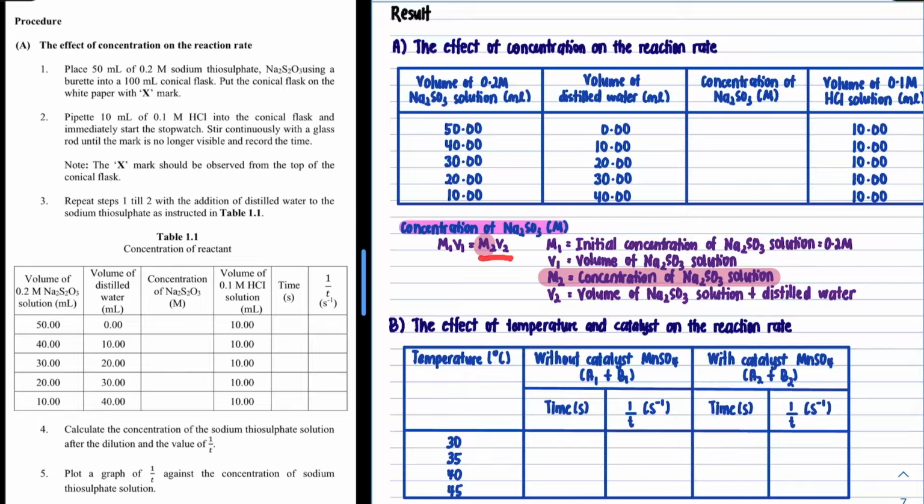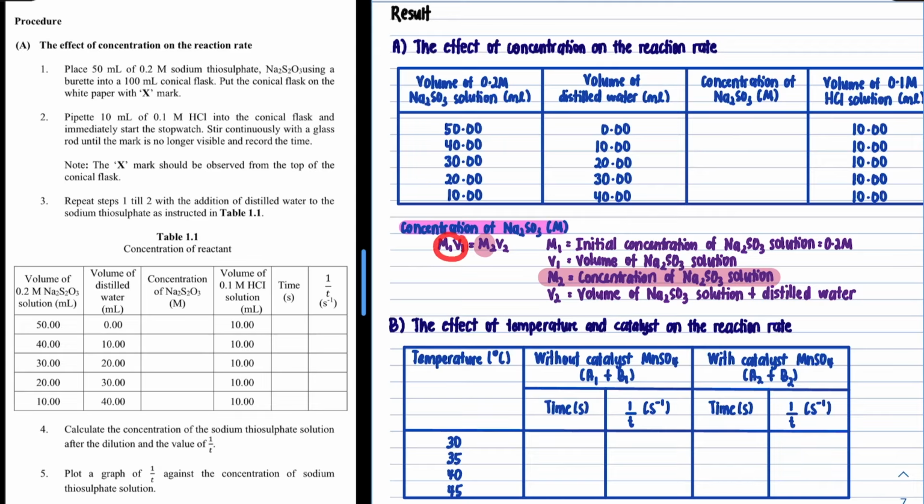M2V2. M2 is actually our unknown, the concentration of the diluted Na2SO3. And the volume of the diluted, this is the volume of Na2SO3 diluted. How are we going to find out here? It mentioned that V2 is the volume of Na2SO3 solution plus distilled water. So I'm just going to show you the first example. First, I'm going to find this one, so this here is my M2.